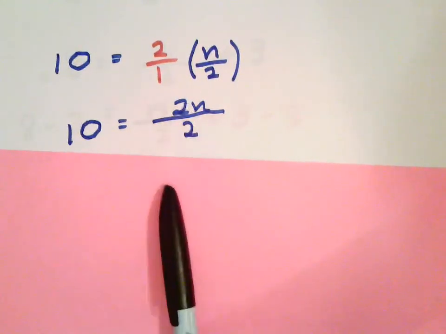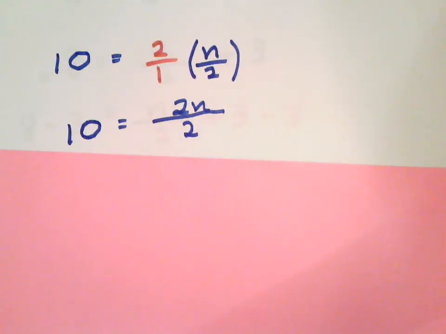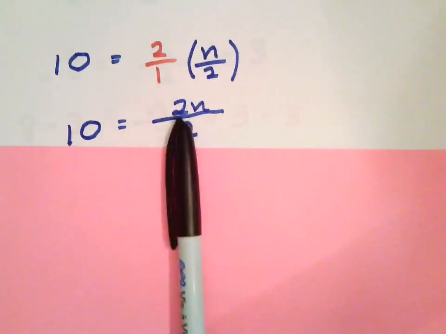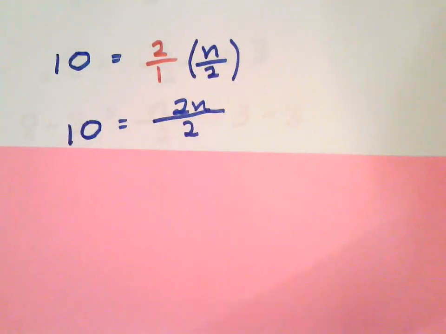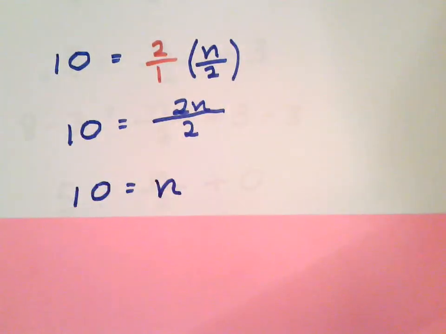And then the 2's cancel out. So we would cross out the 2's. I'm going to be left with 1n is equal to 10. So n equals 10. Now once we get through solving this equation, we want to go back and check it.